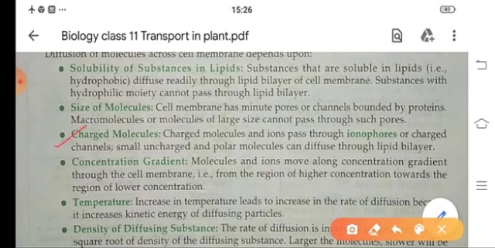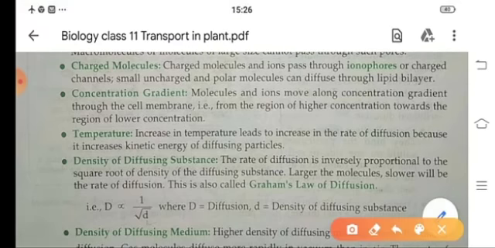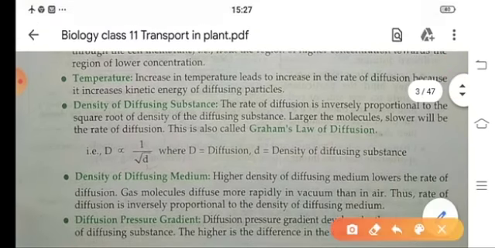Now charged molecules. These charged molecules and ions pass through the ionophores or the charged channels. Now small uncharged and polar molecules can diffuse through the bilipid layer. Now concentration gradient. Molecules and ions move across the cell membrane along the concentration gradient, that is from the higher region to the lower region. Now temperature also affects the rate of diffusion. An increase in temperature increases the rate of diffusion, because it increases the kinetic energy of the diffusing particles.